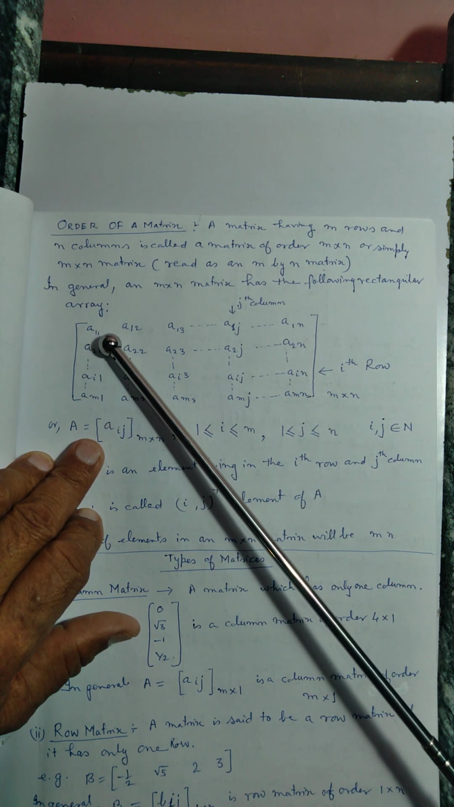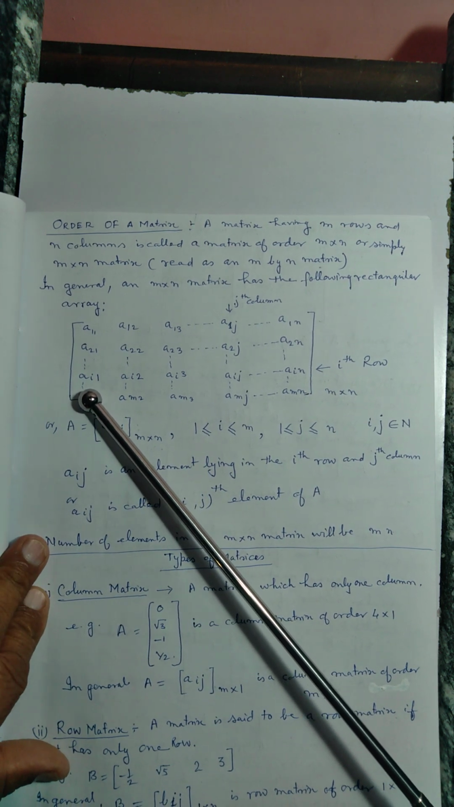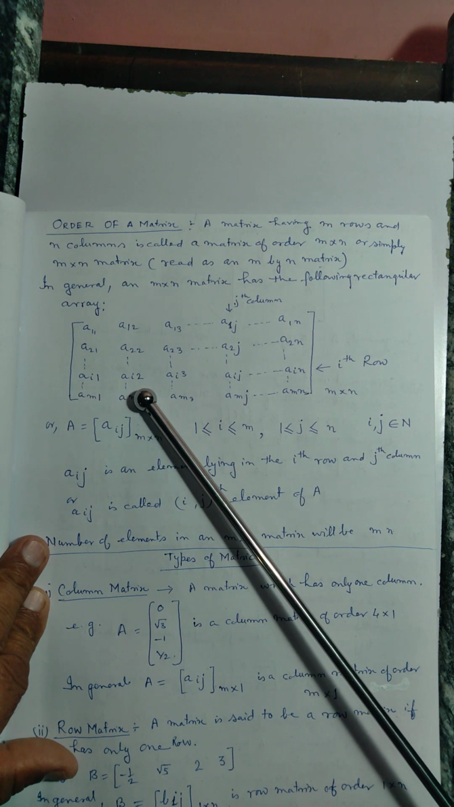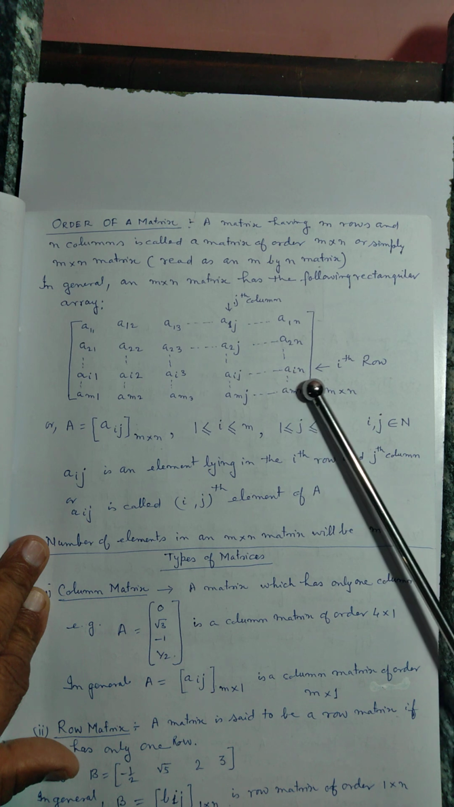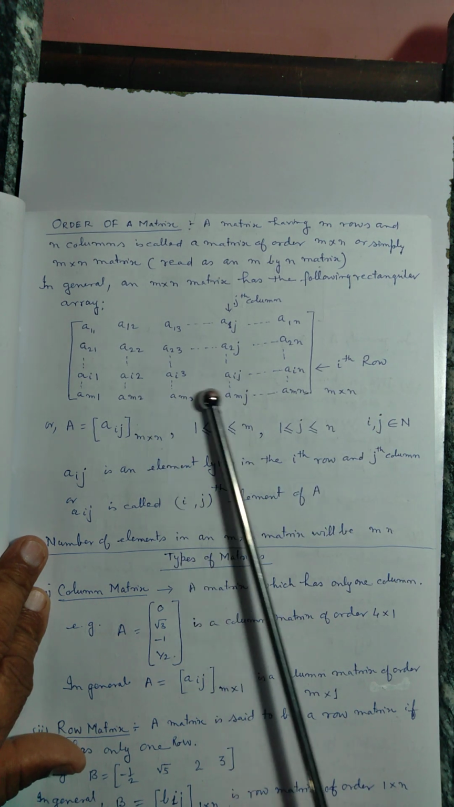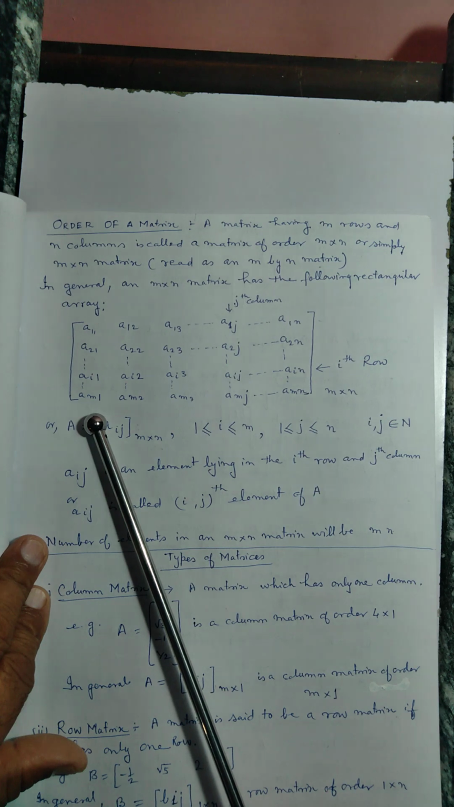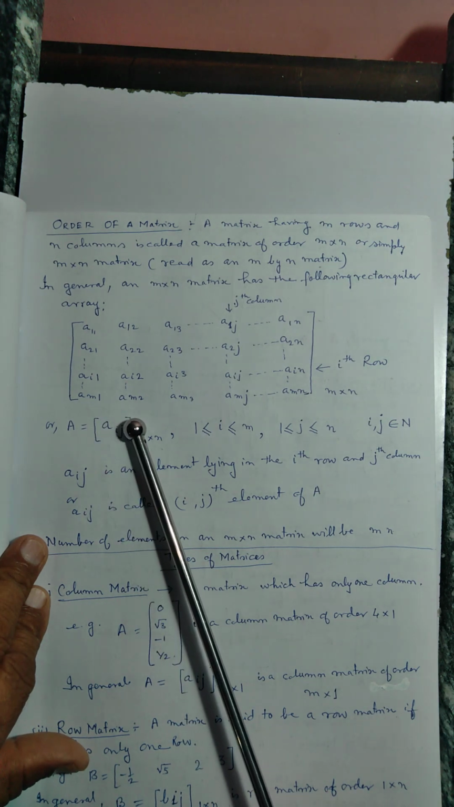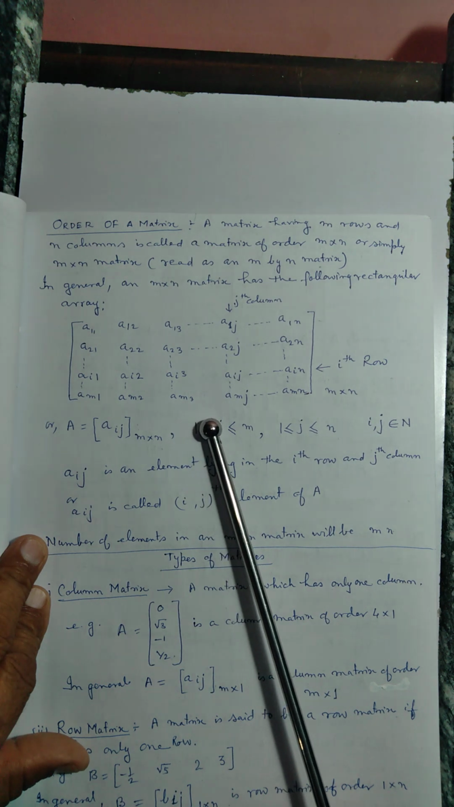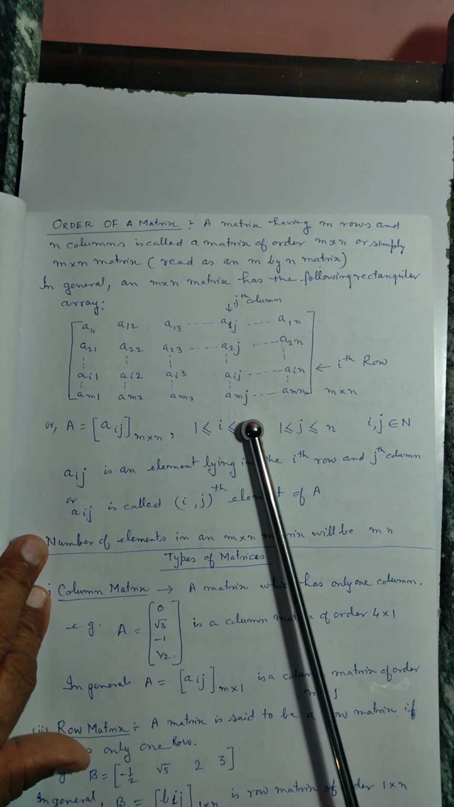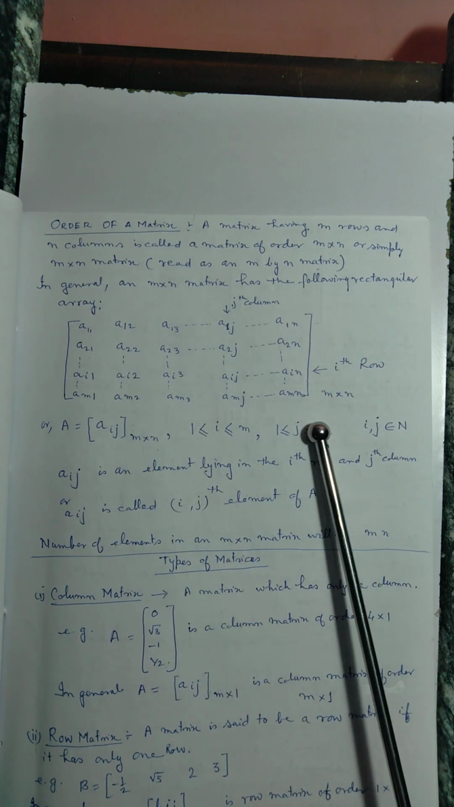Similarly, if you proceed in this way, you will reach the ith row, that is indicated here: Ai1, Ai2, Ai3, Aij, Ain. So this is the ith row. Now come to the last row: Am1 means the mth row and first column, Am2 the mth row second column, Am3 mth row third column, Amj means mth row jth column, Amn means mth row nth column. So this will be of order m into n.